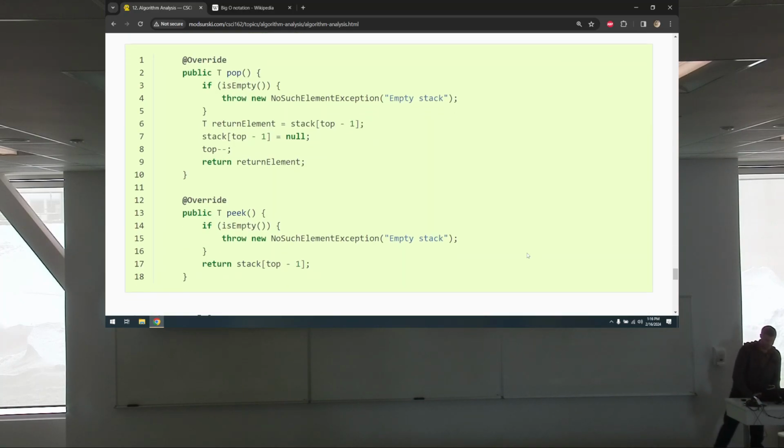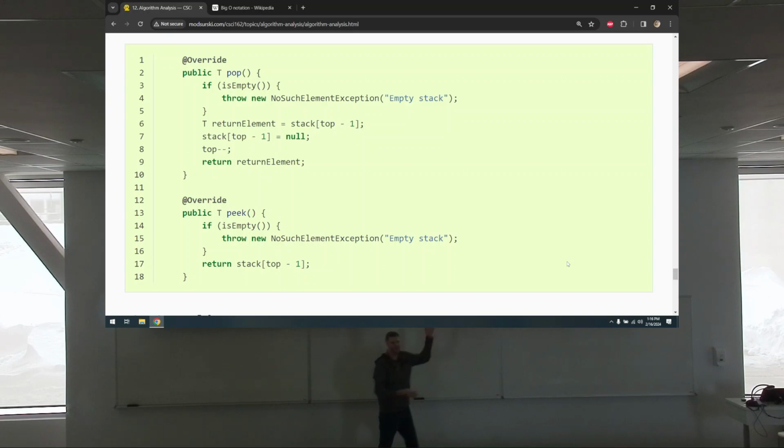And here's the array stack example. How much work is there? It's still constant time, right? You just go get the thing at the end of the array and decrease the size. All of those things are just one unit of work. You add it together. None of it actually depends on the size of the stack. The amount of work that these methods do does not depend on the size of the stack.